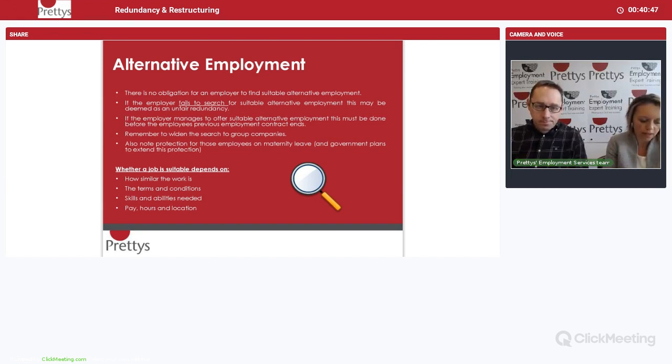And I've also put a note in there to remember those employees who perhaps are on sick leave or on maternity leave. With maternity leave, it does go to alternative employment, because the government plans to extend the protection for those on maternity leave. Those on maternity leave are higher up in the pecking order of being given alternative employment. It's currently just for those actually on maternity leave, but they are consulting on extending it from pregnancy through to maternity leave, through even to 6 months after they return to work. So that's not in law at the moment, but it's something to watch.